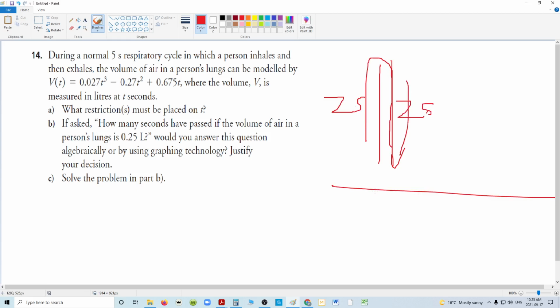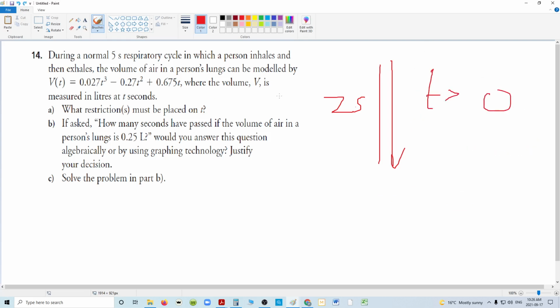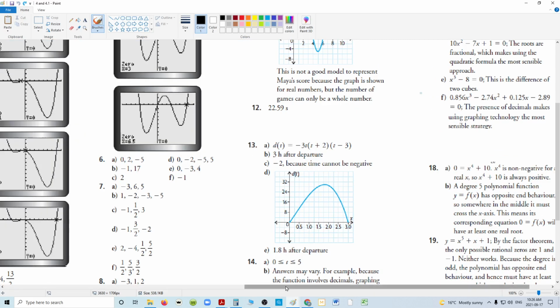So that means on the graph we should see something hit between 0 and 5. What restrictions must be placed on time? Time must only be bigger than 0. And I should go look at the answers. Actually, let's go look at the answers of that ship one to make sure I got it right. Oh, that was in hours, by the way, not seconds. And yeah, about 1.8 hours after departure, they say. And they give pretty much the same answers that I gave.